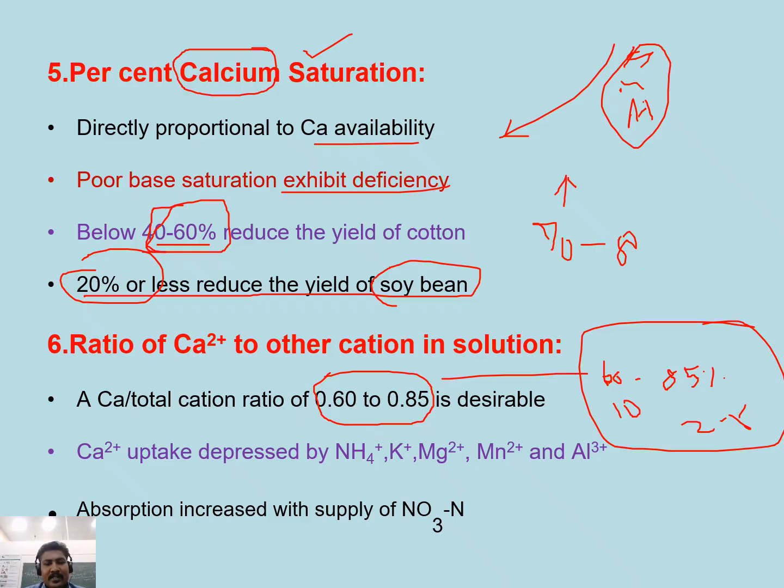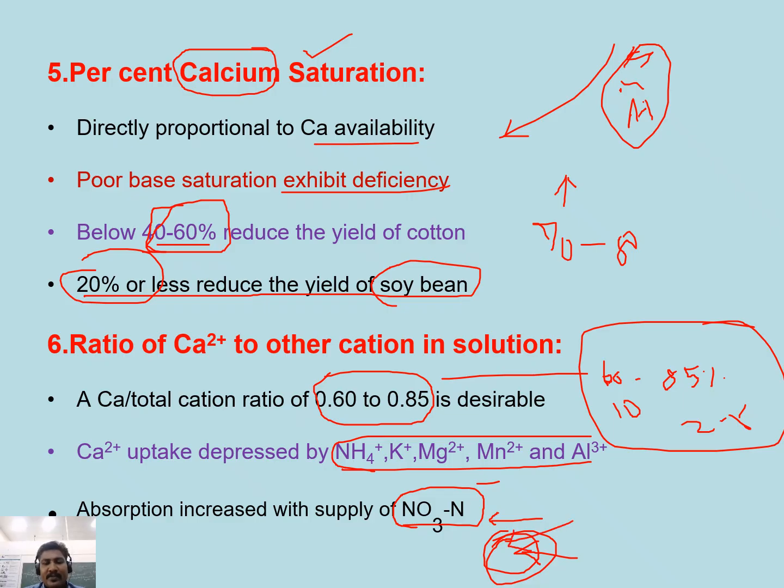Calcium uptake is diminished by other cations such as ammonium, potassium, magnesium, manganese, and aluminum. All cations influence the availability of calcium in a negative way. Absorption increases with the supply of nitrate nitrogen, because it has a negative charge. When nitrate nitrogen is present in a higher amount in the root zone, it will have an affinity with calcium, so calcium uptake also increases.